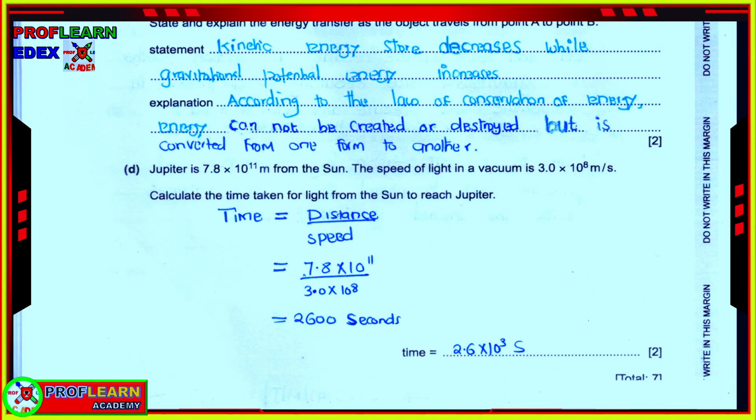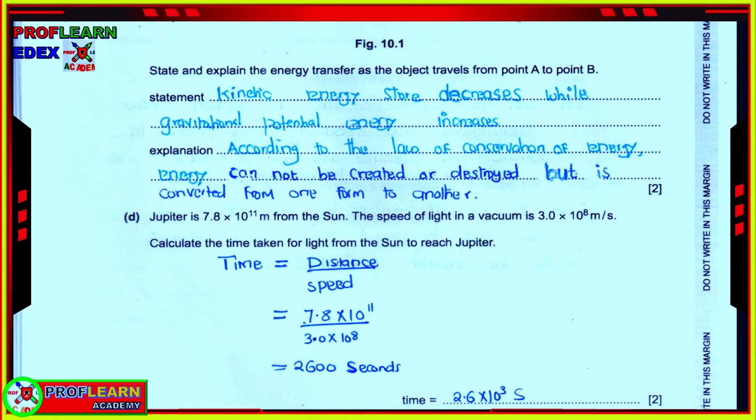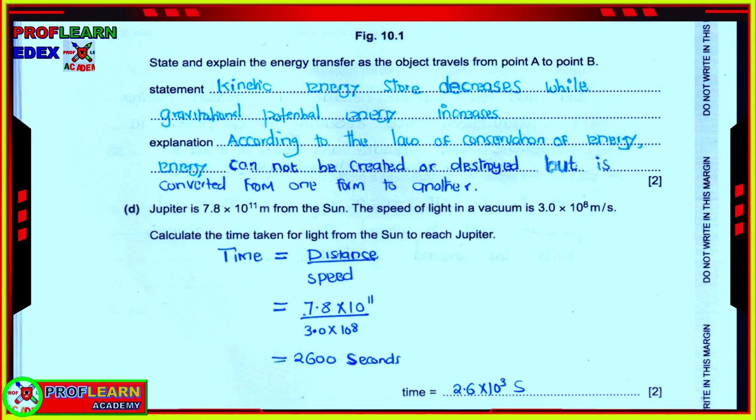We have Jupiter, and Jupiter is 7.8 times 10 to the power 11 meters from the sun. The speed of light in a vacuum is 3.0 times 10 to the power 8 meters per second. You are asked to calculate the time it takes light to move from the sun to reach Jupiter. I already have told you that time is distance over speed, but you have to check the distance given. Is it in meters? Yes, very good. We are happy with that. The distance given here is in meters.